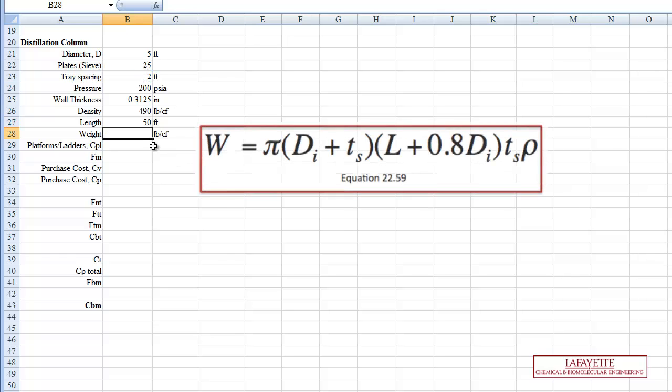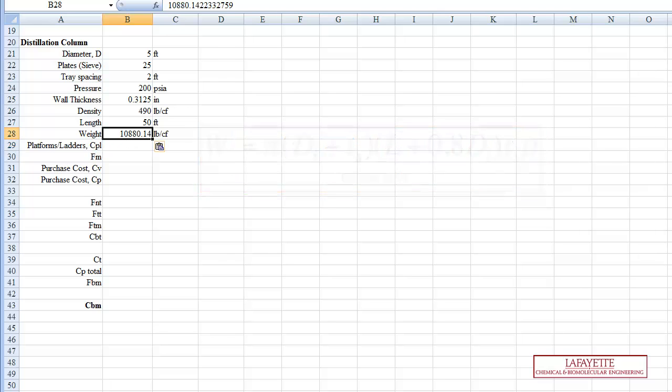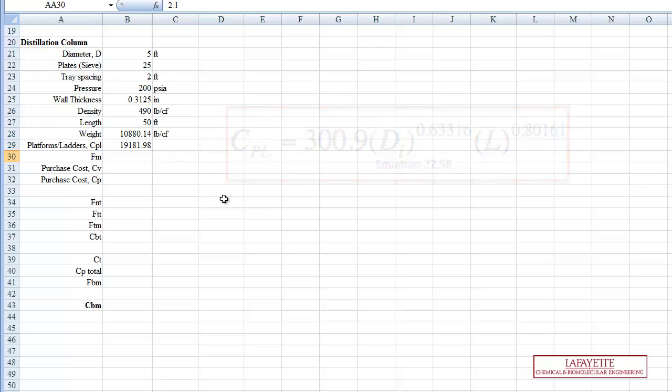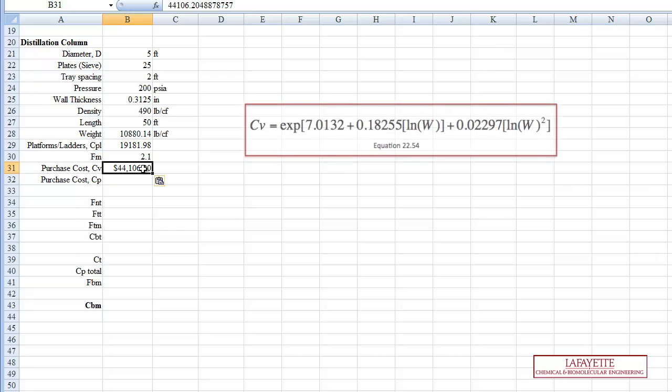First, the weight of the column is calculated via the equation shown. Using the diameter and length, the added cost for platforms and ladders for the column is calculated with the following equation. The materials of construction factor, FM, was taken from the appropriate literature. The weight was then used to calculate the FOB purchase cost of the empty vessel, CV.